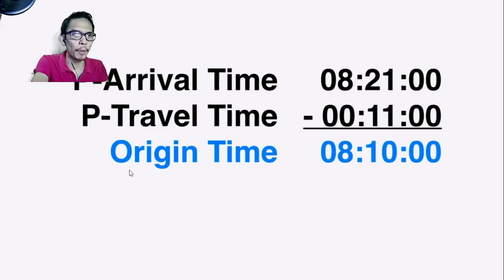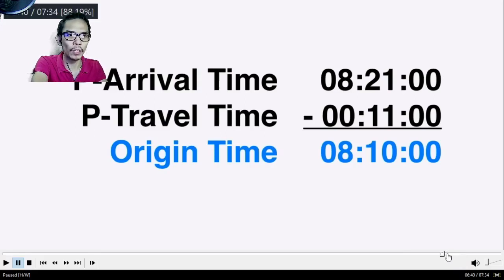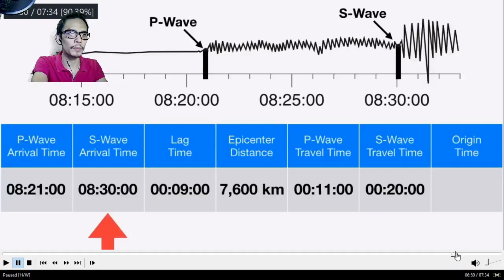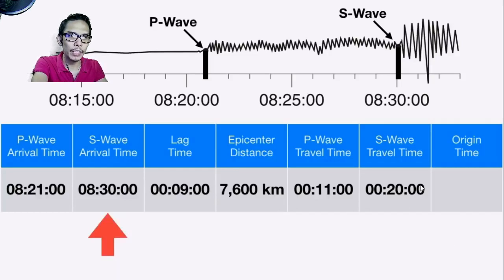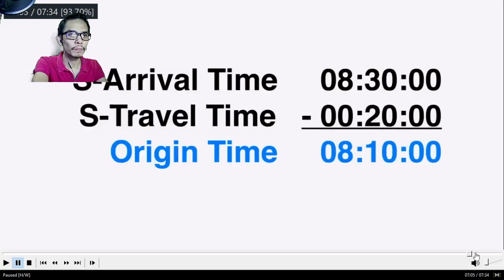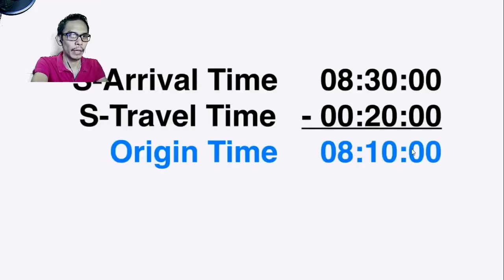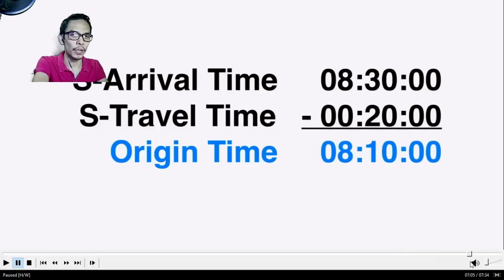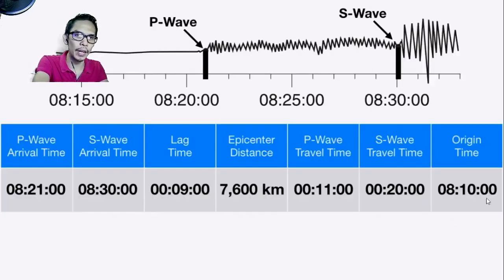Now, this origin time of the P-wave should be the same as the S-wave. Okay, so let's take a quick look at that one. Subtract the S-wave travel time from the S-wave arrival time. When you do, it should be the same thing, 8 hours and 10 minutes. Alright, so our origin time is 8 hours and 10 minutes. Right? So that is how you obtain the data from the seismograph readings above.